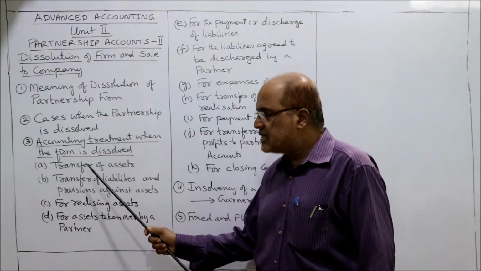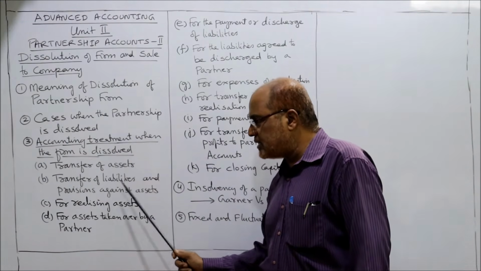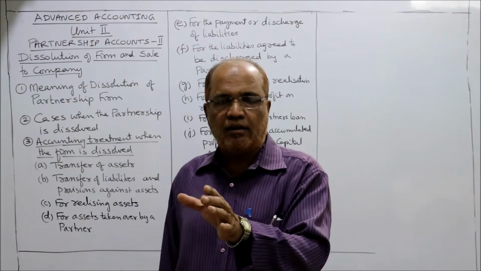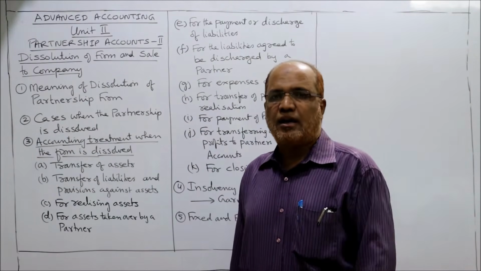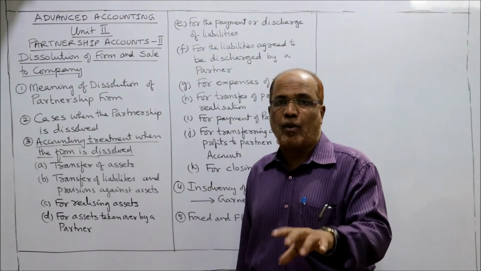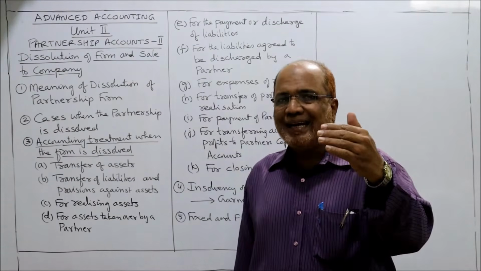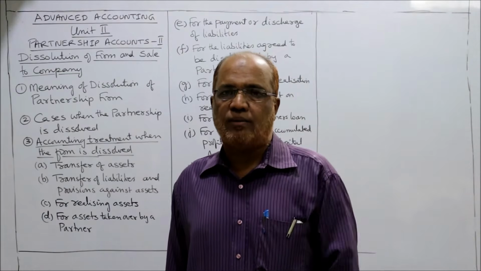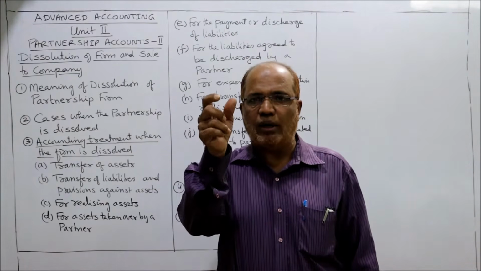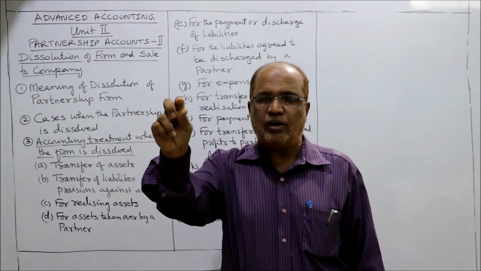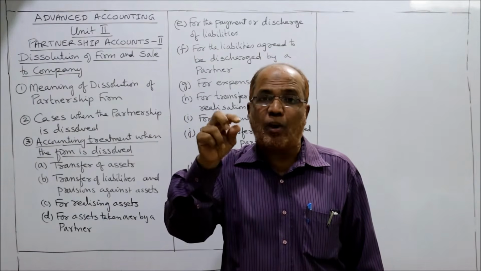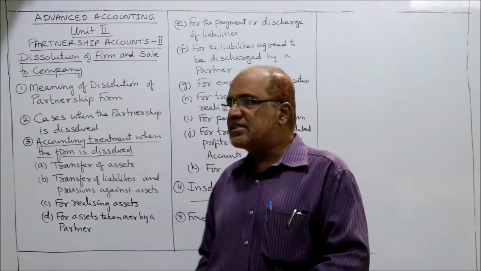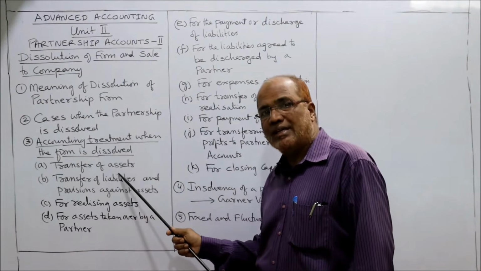Second entry, transfer of liabilities and provisions against assets. Asset side is done. Now we'll come to the liability side. Transfer all liabilities and provisions. Liabilities like creditors, bills payable, loans, etc. So individually we have to debit. Creditors account debit, bills payable account debit, provision for doubtful debts account debit to realization. In the first entry we wrote realization account debit to assets.